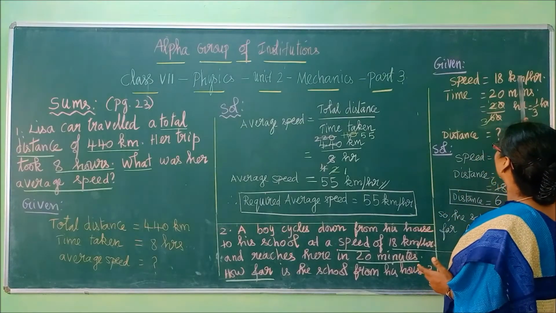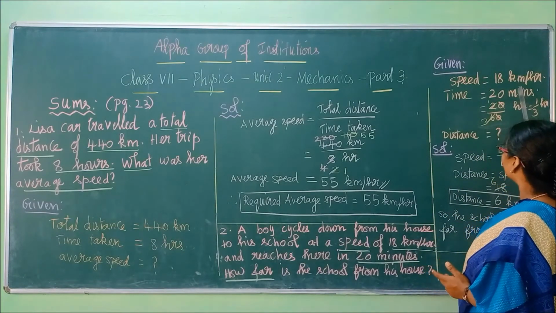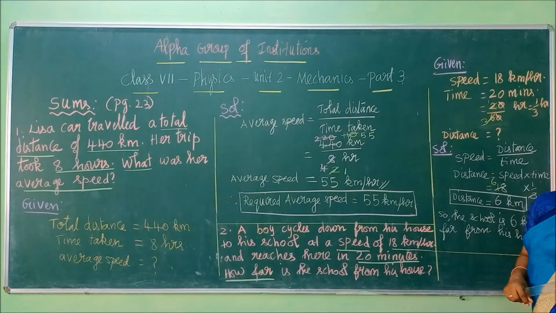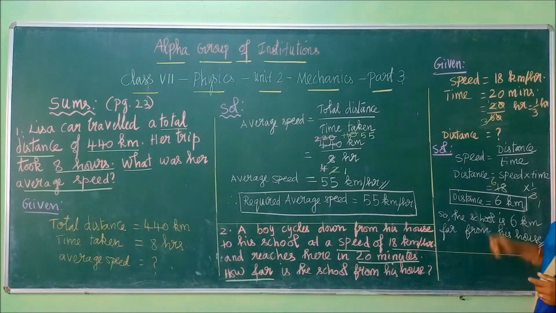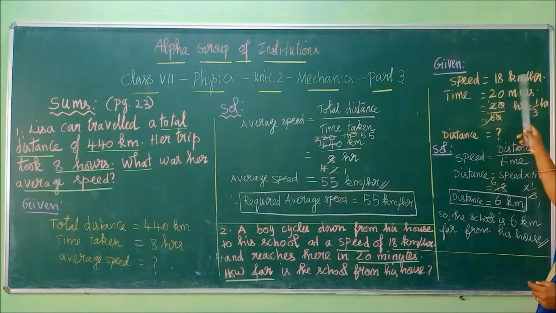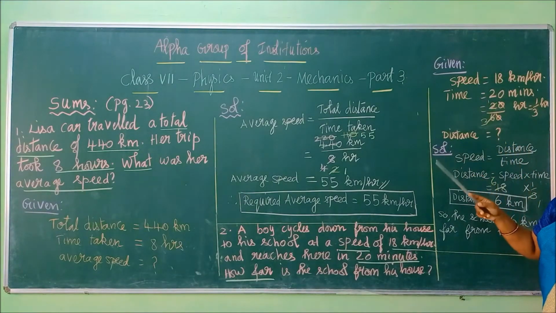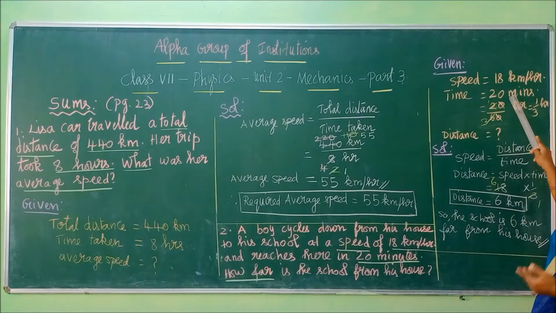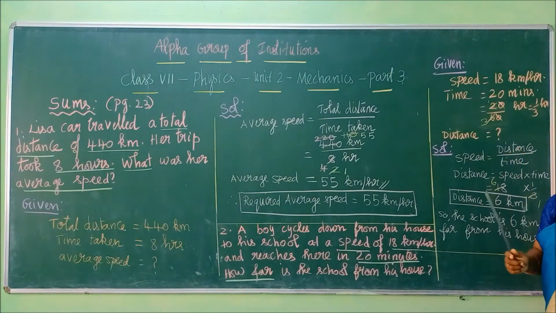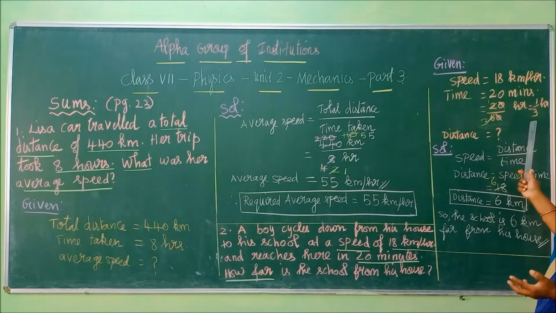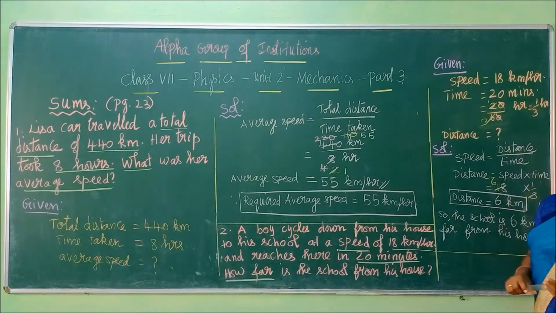Here speed is kilometer per hour, but time is given in minutes. So always kilometer should go with hour only, no. So here either we can convert kilometer into meter or 20 minutes to hour. Anything you can do. It is your wish, right? It is your convenience. Now I have converted minutes into hour, right?